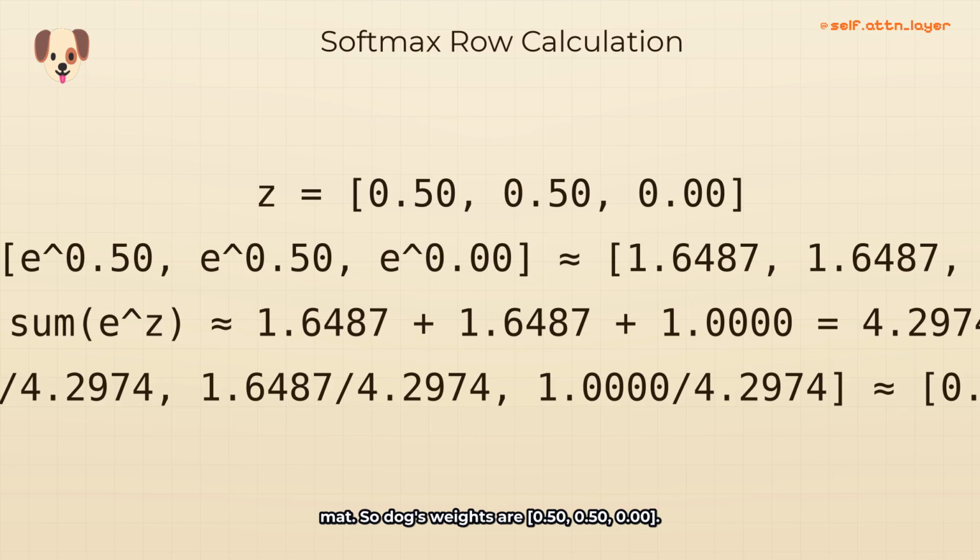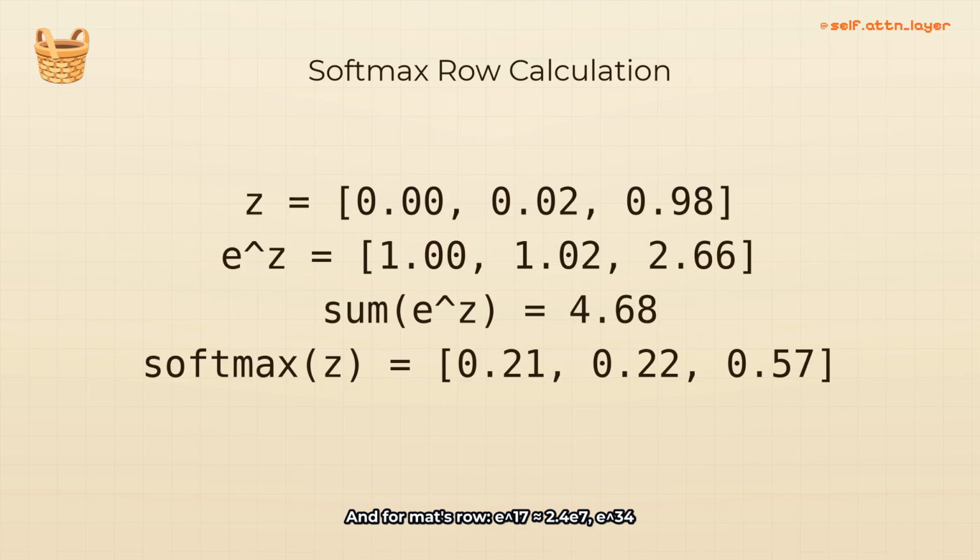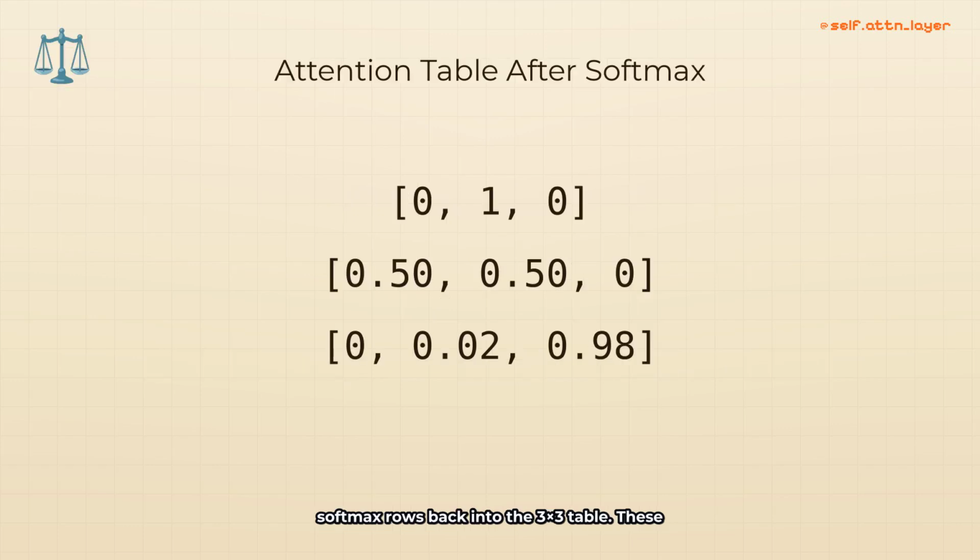So dog's weights are 0.50, 0.50, 0.00. And for Matt's row, e to the power of 17 is almost equal to 2.4 times 10 to the power of 7. E to the power of 34 is almost equal to 6.5 times 10 to the power of 14. E to the power of 30 is almost equal to 1.1 times 10 to the power of 13. Sum is almost equal to 1.1 times 10 to the power of 13. Divide. Matt mostly listens to itself. So Matt's weights are 0.00, 0.02, 0.98. Now stack the softmax rows back into the 3 by 3 table.